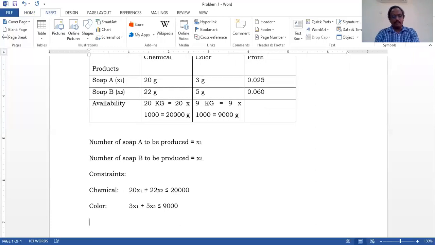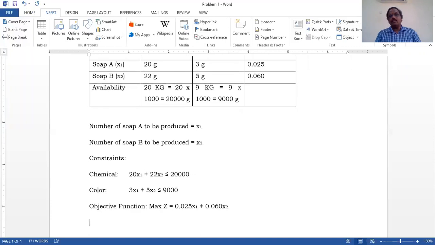I am going to check for the objective function now. Our objective function should be maximum Z. This maximum depends on the profit. So for soap A, I am going to get 0.025, so I am going to multiply with x1, the number of soaps A to be produced, and 0.060 x2, where x2 is the number of soaps B to be produced. So the basic idea, we have taken all the values. They have given the theoretical perspective. We have converted them into a mathematical model.